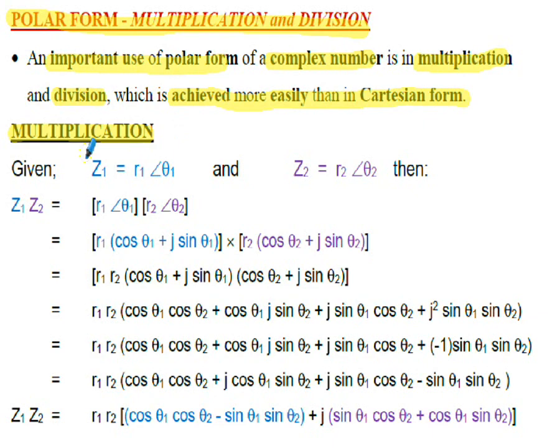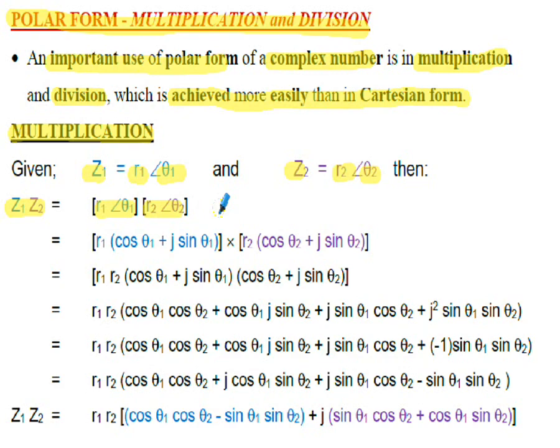Assume we're given two complex numbers. The first, z1, is equal to r1 angle theta 1, and z2 is equal to r2 angle theta 2. If we're asked to multiply these complex numbers together to find z1 z2, then we would get r1 angle theta 1 multiplied by r2 angle theta 2.